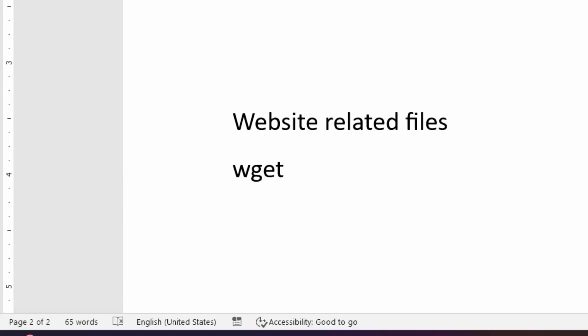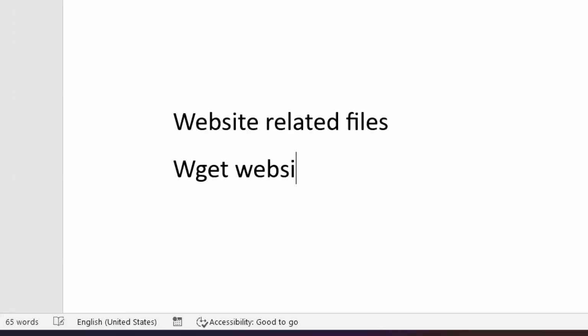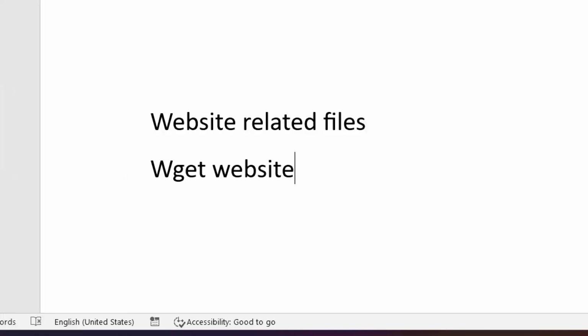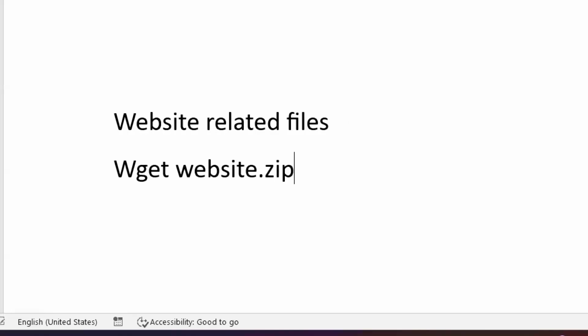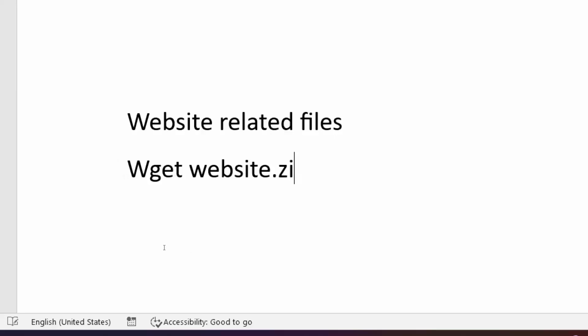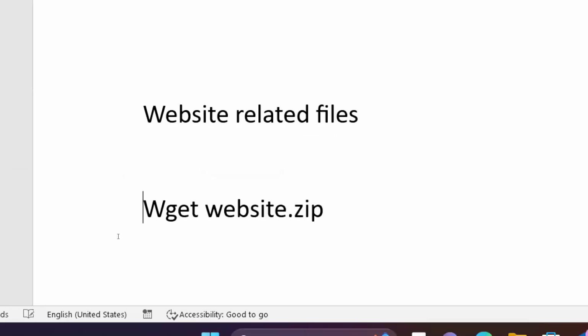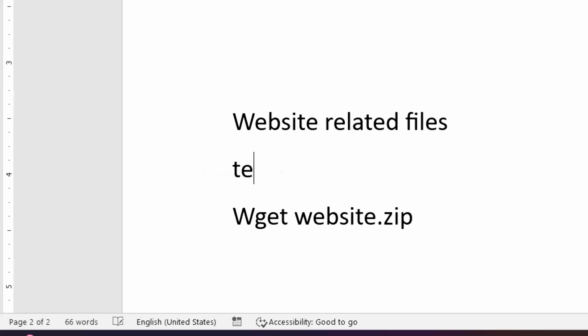So right now I am bringing the website related files. With the help of wget, I have brought the website related zip file I have given here. What I did here is, at first I created a temporary directory. Then I shifted to the temporary directory, and then I brought all the files related to this website into this temporary directory.